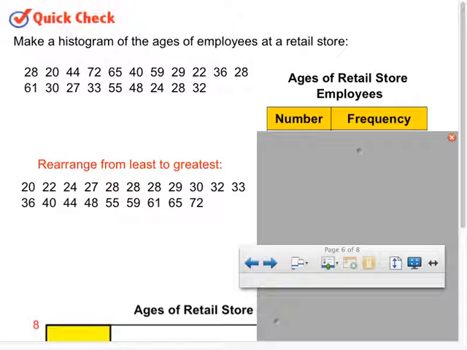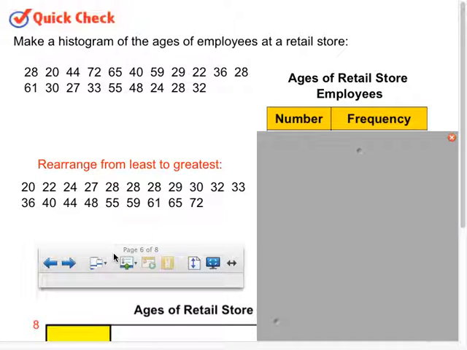Did anybody use an interval of 2 like the last example? Now the problem with using 2 numbers, 20 and 21, would be one interval. 22 and 23 would be another interval. You would have a lot of bars, right? So you don't want to have too many bars. You don't want to have too few bars. Okay, so let me show you. And we're going to have a lesson later on choosing the best display data.